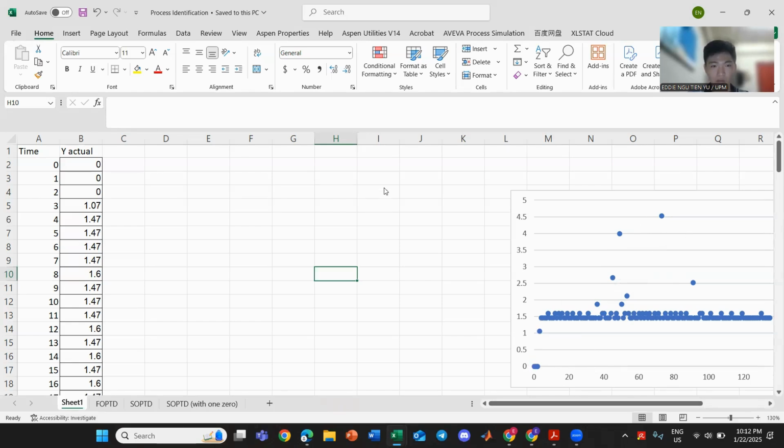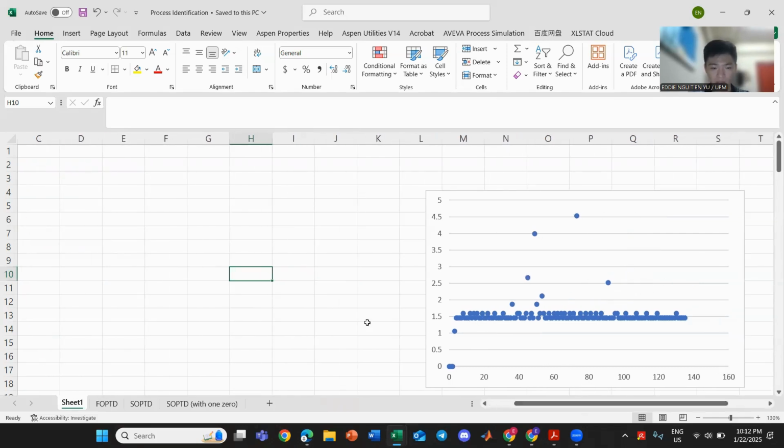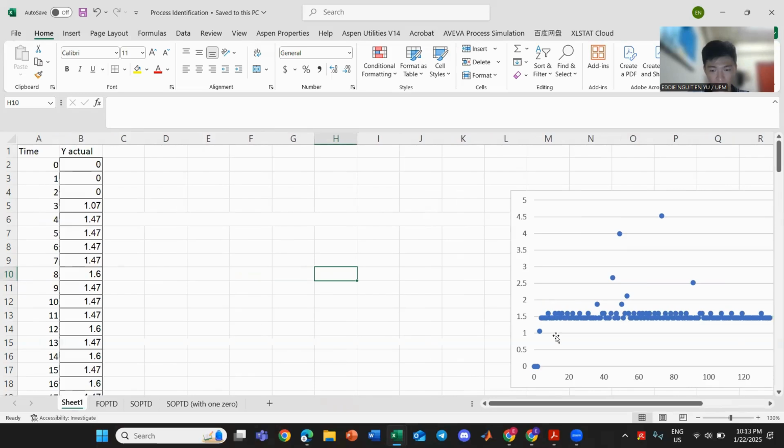But throughout the process identification, we will detect the deviation of the error and try to see what is the best transfer function to describe this process variable. There is either FOPDT, SOPDT, or SOPDT with 1, 0. But first we have to know the deviation variable. So we inquire about the steady state changes after the pump has reached the steady state.